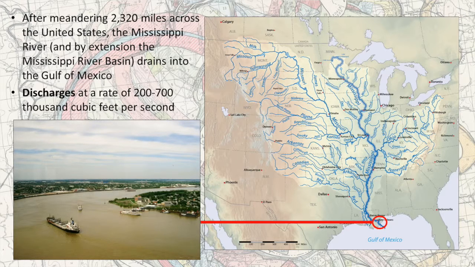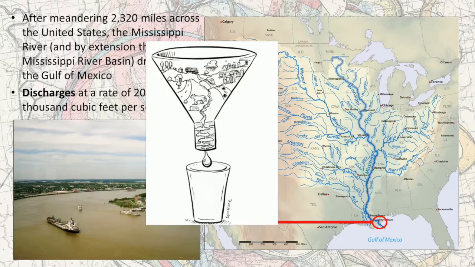The discharge of water into the Gulf of Mexico is, on average, around 200 to 700,000 cubic feet per second. This is a substantial amount of water, accounting for roughly 40% of the contiguous United States. The Mississippi River Basin, and all river basins, can be thought of as a large funnel. Water from a large area is concentrated and drains to a central point.